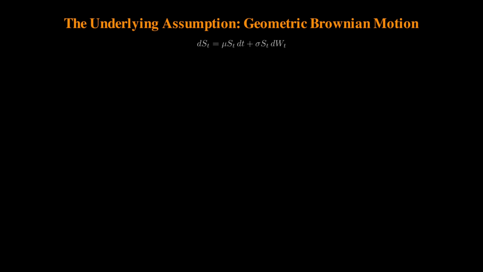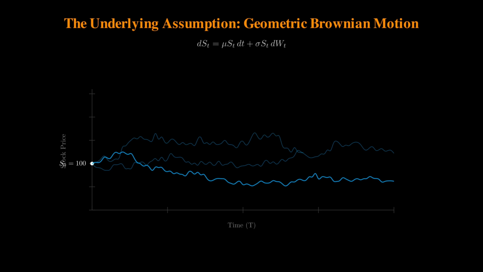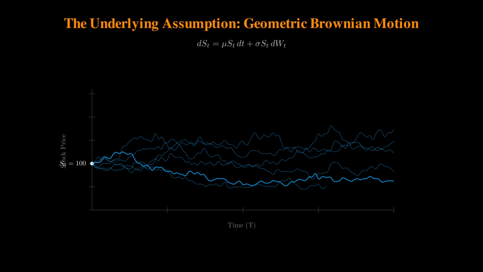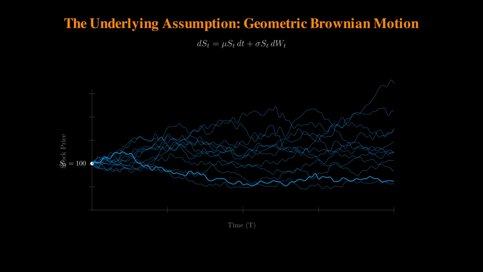Black-Scholes assumes stock prices follow geometric Brownian motion. This stochastic differential equation says the stock's return has two components: a deterministic drift and a random shock driven by a Wiener process. Starting from today's price of $100, we can simulate many possible future paths. Notice how the paths fan out over time. That's the effect of compounding uncertainty.